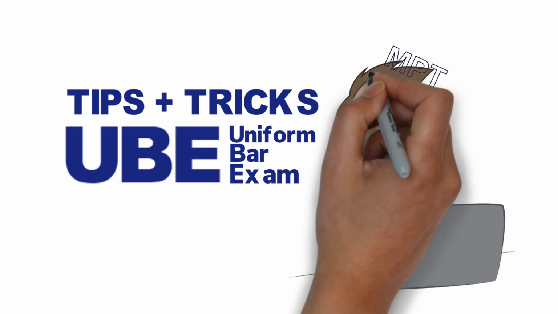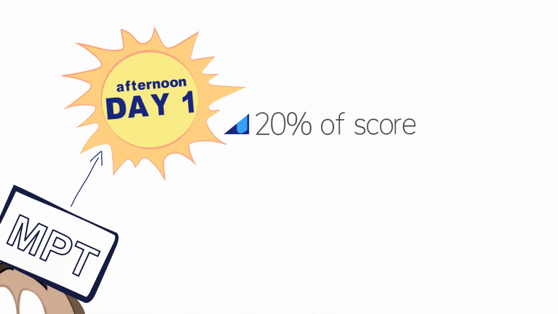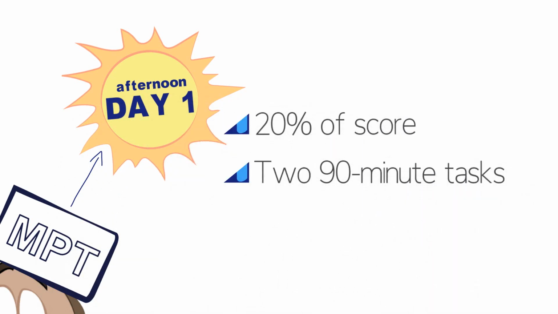Today we'll hit the Multistate Performance Test, or MPT. You take the MPT on the afternoon of the first day of the bar exam. It's worth 20% of your total score. The MPT has two 90-minute tasks.